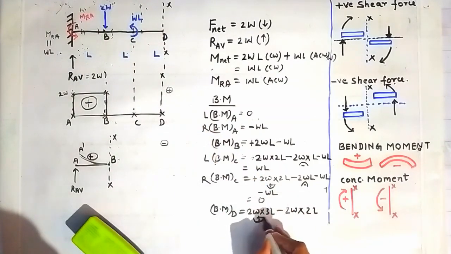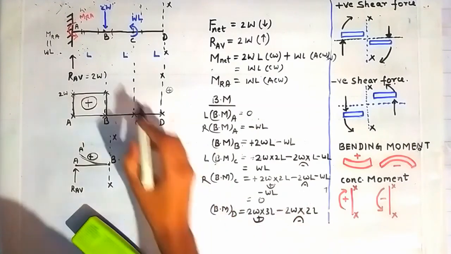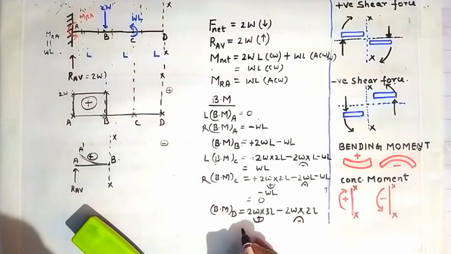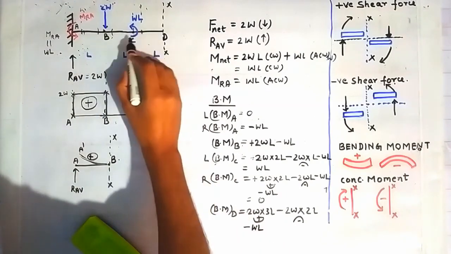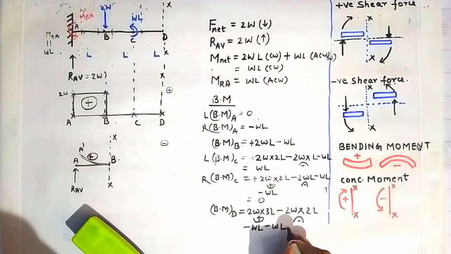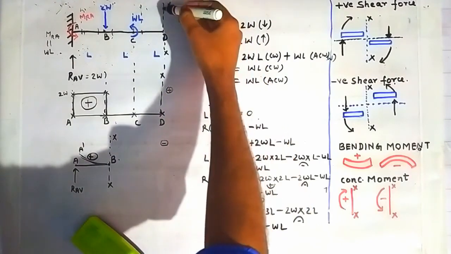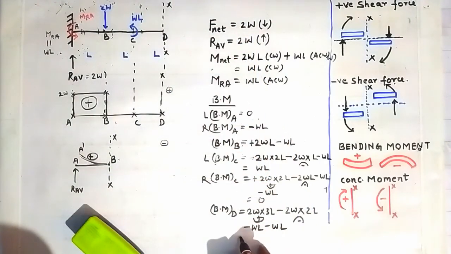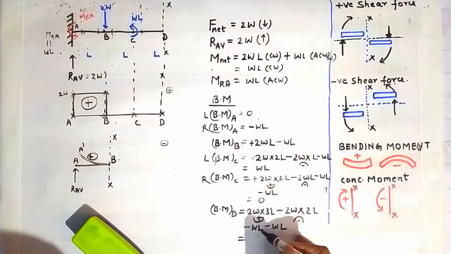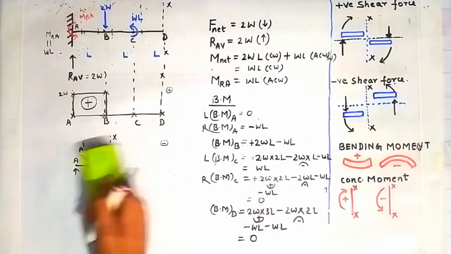This is sagging and this is hogging, and because of this concentrated moment there will be a moment of minus WL, and because of this also there will be a bending moment of minus WL about this section XX. So it will again give us 6 minus 4 minus 1 minus 1, that is 0. So we will draw the bending moment diagram now.